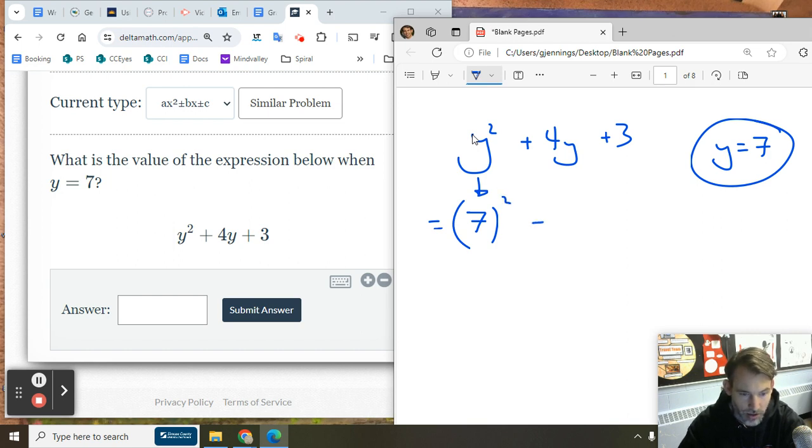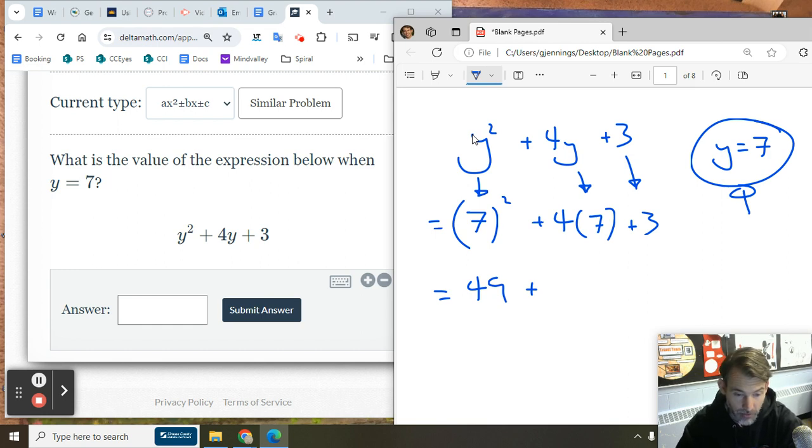7 squared plus 4, substitute into brackets, 7 plus 3. All that just comes down. We've done our substitution. Y equals 7. Hooray. And now we evaluate. 7 squared is 49. I can do this multiplication because it's separated by addition from other stuff. It's not going to influence things. 4 times 7 is 28, and then plus 3.